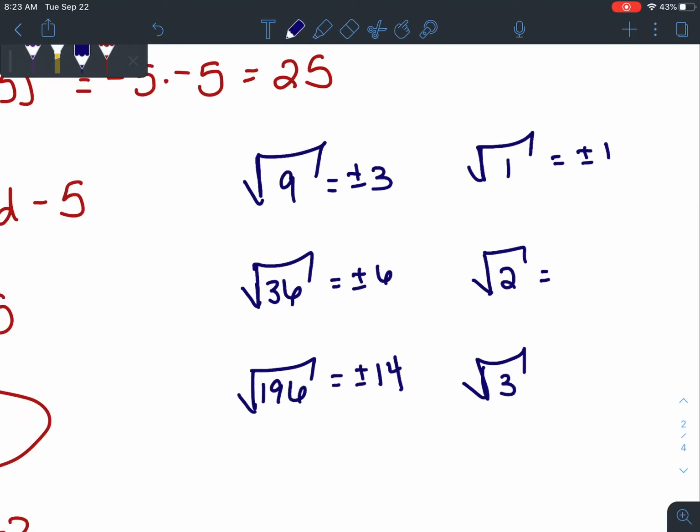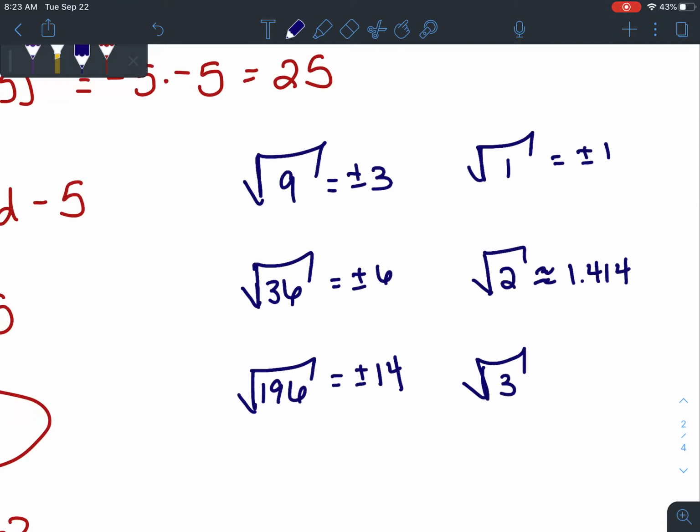Well, actually, when you type this into the calculator, you're going to get a really long decimal. You're going to get something like 1.414. I'm going to double check myself. I think I got that. I usually memorize these. I'm rusty. Out of the school.